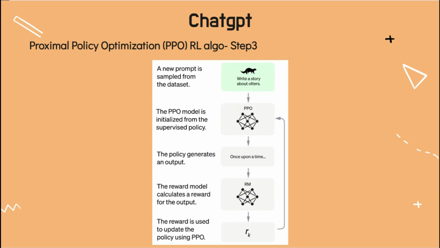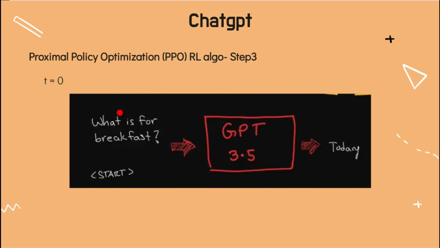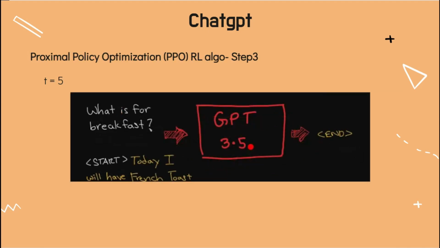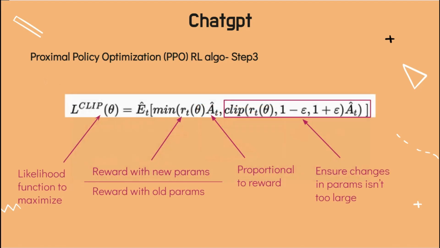Well, it looks like it's easy, so let's make it a bit complicated. We're gonna have a question, what is for breakfast? For GPT 3.5, at T0, it's gonna start writing "today", and at T5, it will get to "today I will have French toast". The trained reward model will receive the response from the model after receiving it. This will indicate how well the response complies with the input sequence. The parameters of the cloned SFT model can be updated with the help of this reward. The PPO, proximal policy optimization. The GPT model was upgraded.